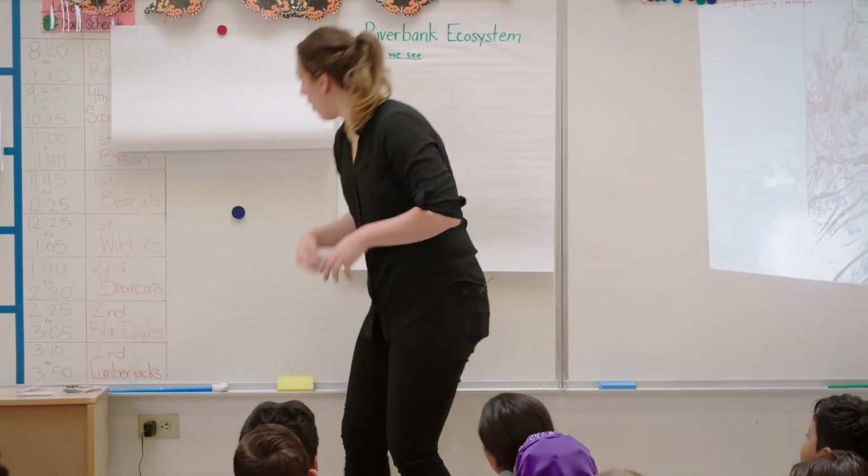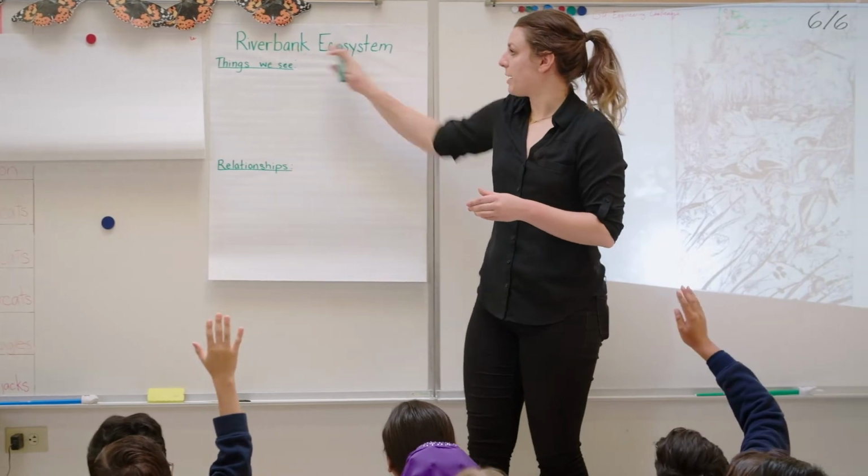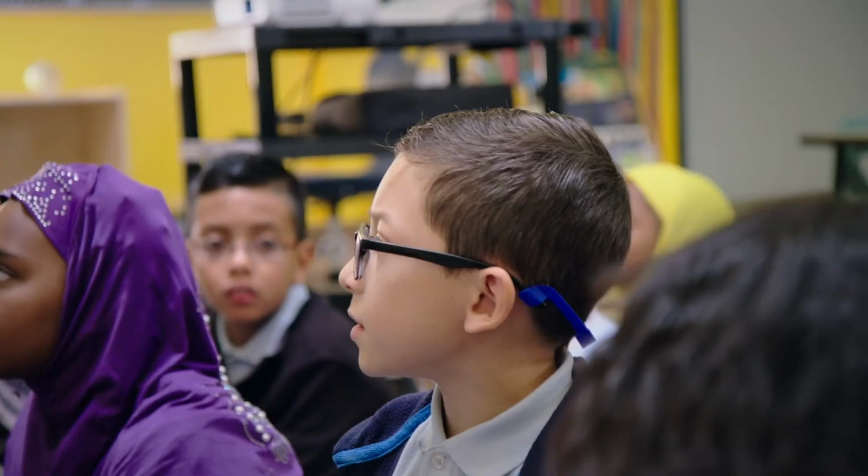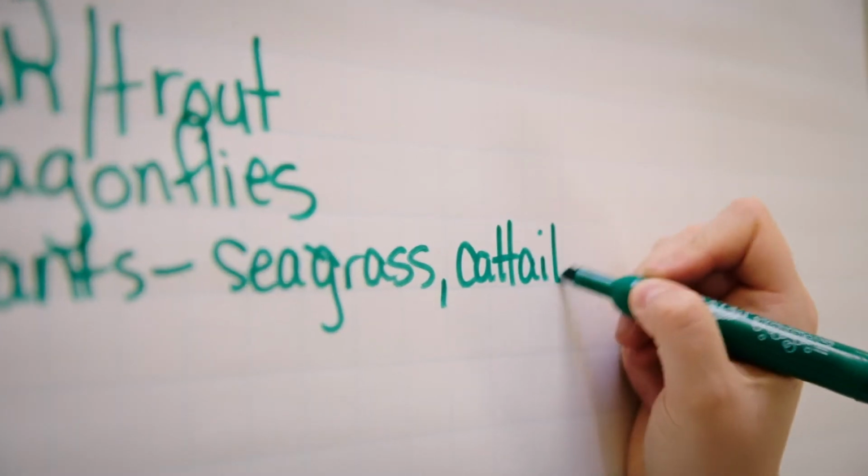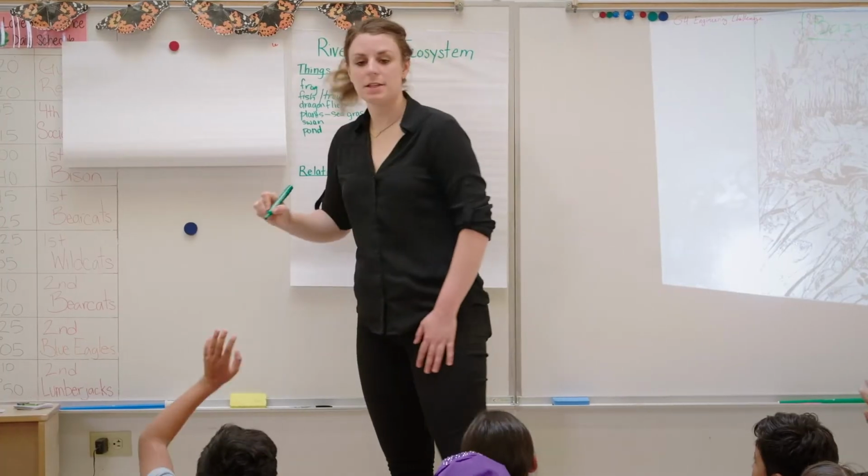I want to hear all the different things that you saw. This poster says riverbank ecosystem, things we see. Seagrass and cattails. Thank you. Okay, what else do we see in this picture?